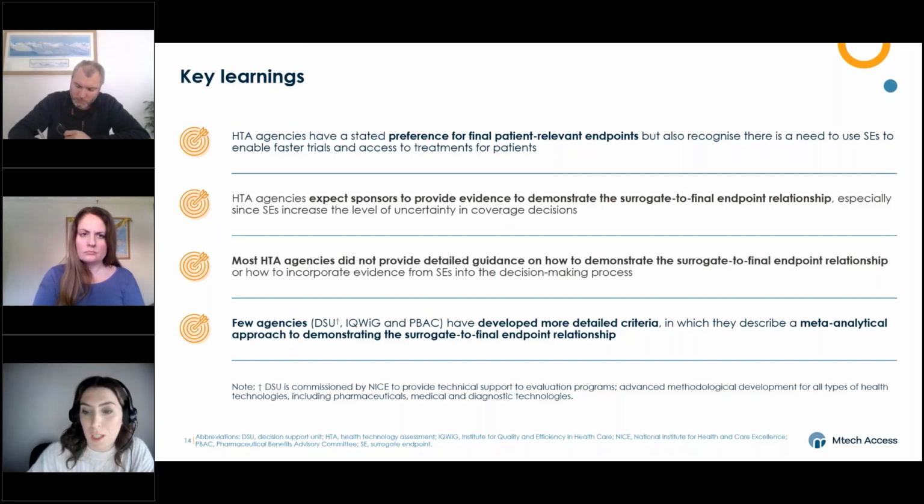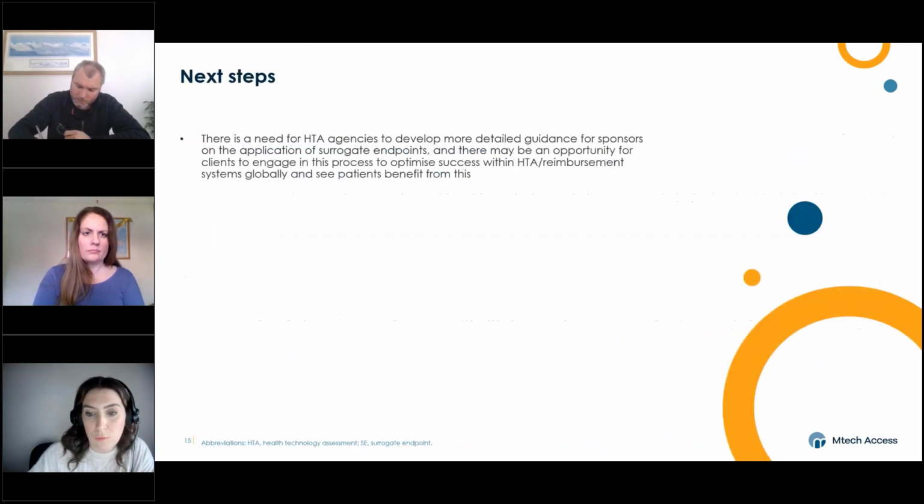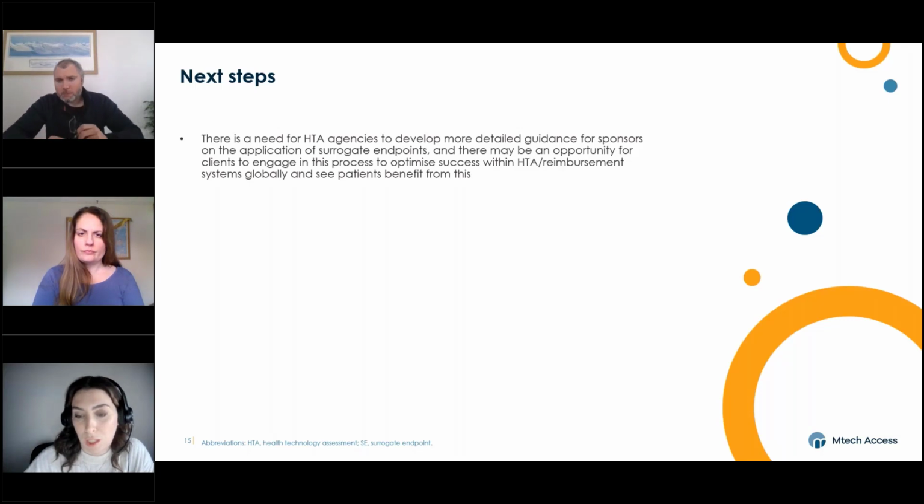And if we could move to the next slide, please. So in terms of next steps, there is a need for HTA agencies to develop more detailed guidance for sponsors on the application of surrogate endpoints. And there may be an opportunity for clients to engage in this process to optimise success within HTA or reimbursement systems globally, which will ultimately see patients benefit from.